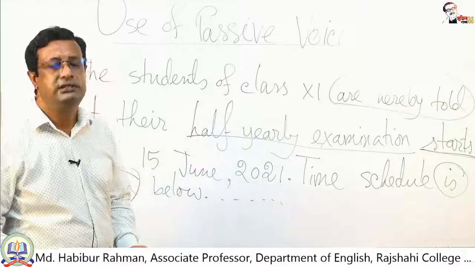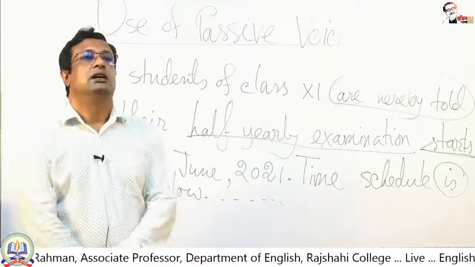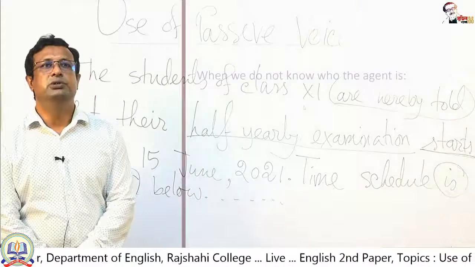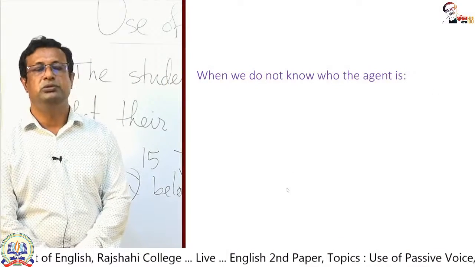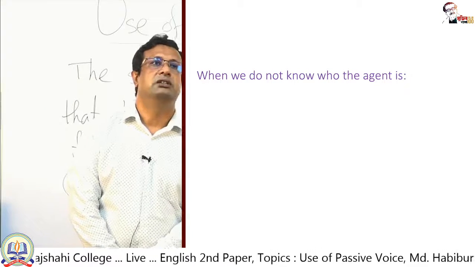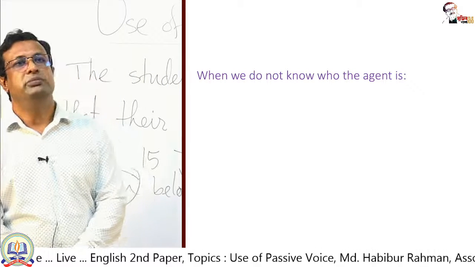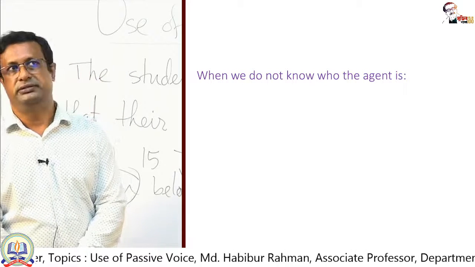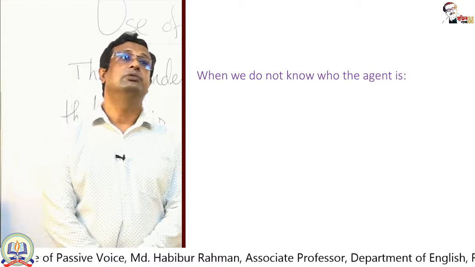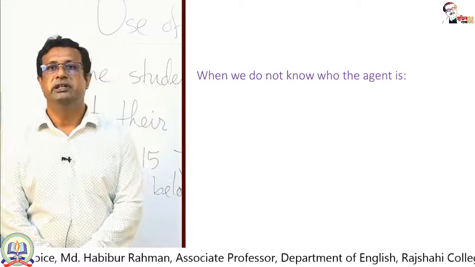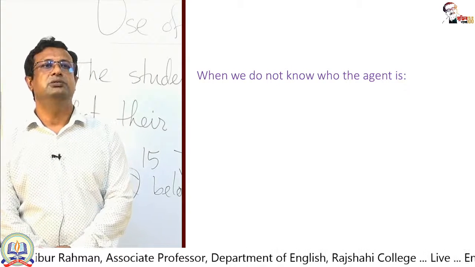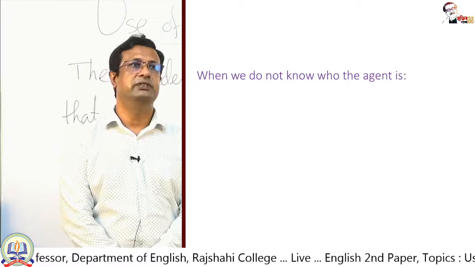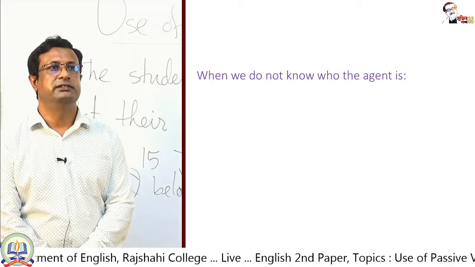Now we will see this in a series of points. When we do not know who the agent is, we will use passive voice, and we will not mention the real subject of the sentence. That is, we do not know who is working or who has worked or who has performed the action of the sentence.